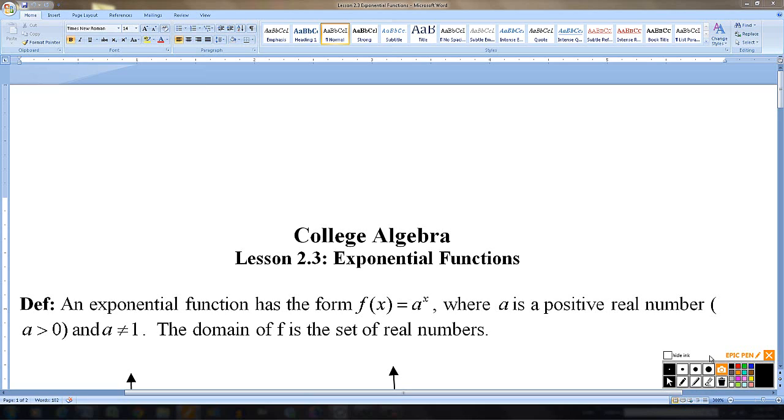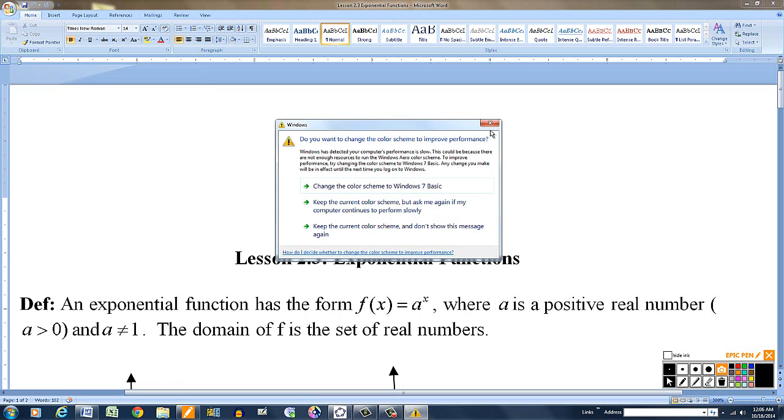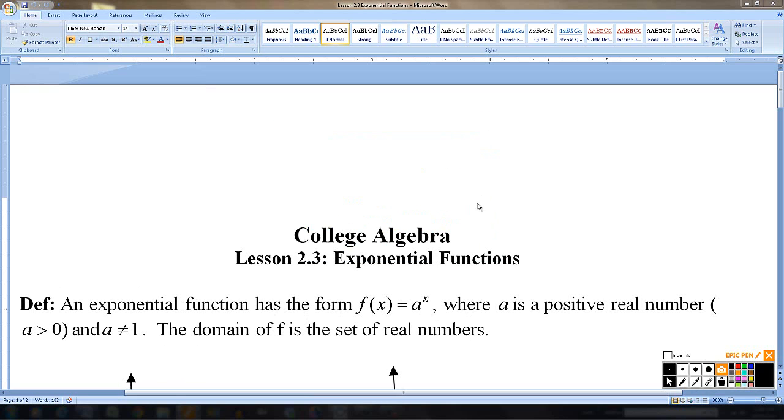So let's look at the definition. It says an exponential function has the form f of x equals a to the x, where a is a positive real number, has to be positive, and a cannot equal 1. And the domain of these types of functions is always going to be the set of real numbers.